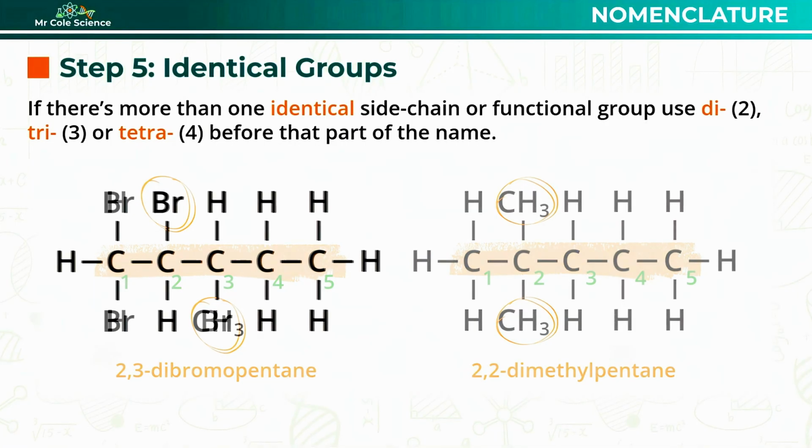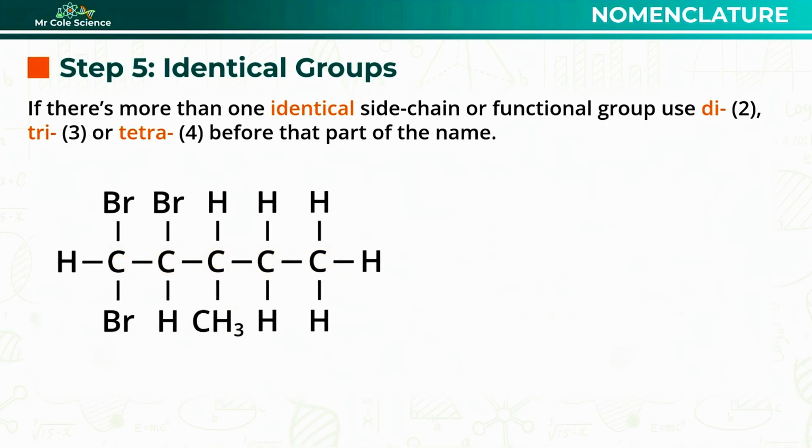Finally, let's look at an example where there are 2 different groups that need including as prefixes. As always, we'll just follow our steps. Longest carbon chain containing the main functional group is 5 carbons, giving the stem of pent. The highest priority functional group is the bromine atoms, telling me it's a halogenoalkane. I use the prefix bromo and the suffix ane, giving bromopentane. Next, numbering. I want all of the bromines to have the lowest numbers possible, so I number left to right.